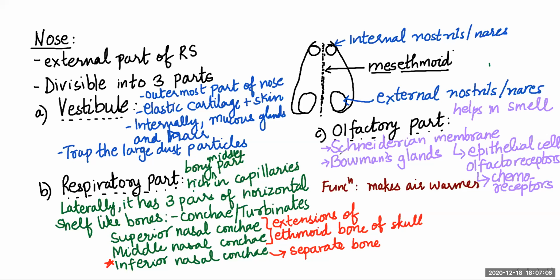The Bowman's glands are present below the Schneiderian membrane and they are absolutely required because they produce mucus to keep the Schneiderian membrane moist. So that is why these two are very important, Schneiderian membrane and Bowman's glands.